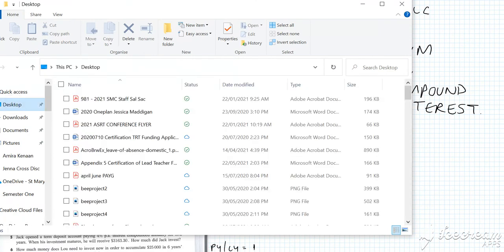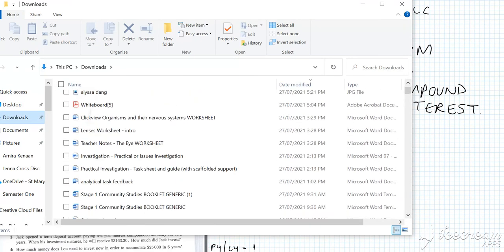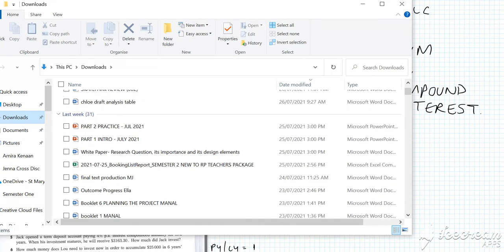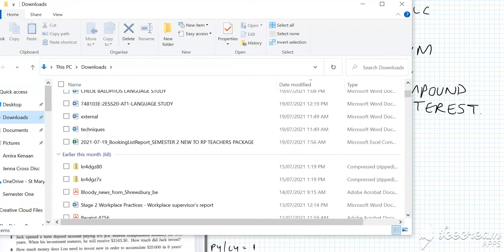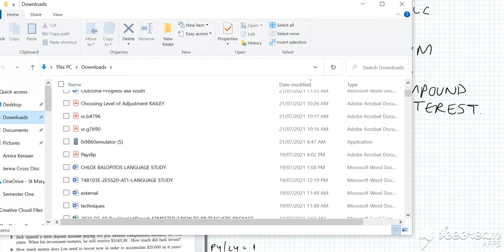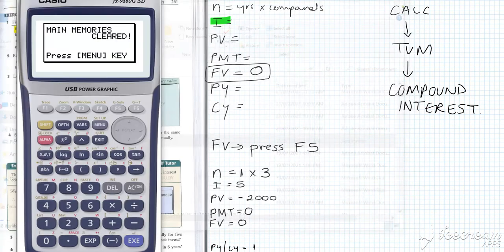Now just give me 2 seconds to find my calculator. It is here. Okay, and just move it over and shut that.